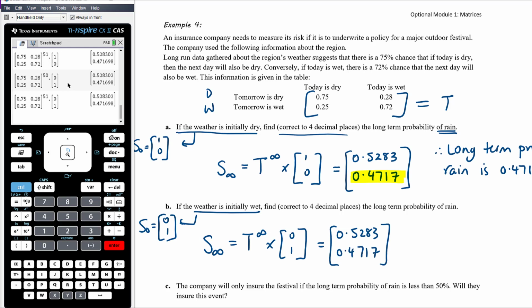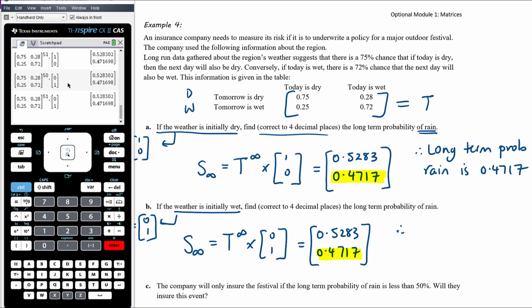So to 4 decimal places, 0.5283, 0.4717. The long-term probability of rain, if it was initially wet, is also the same as what we got in part A. And that's not an accident. The long-term probability of rain is 0.4717.